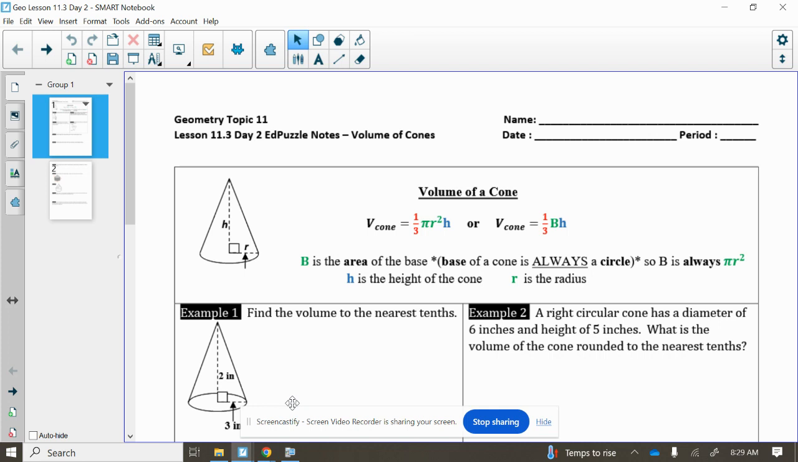Everyone, and welcome to day 2 of lesson 11.3. Today we are going to talk about volume of cones.